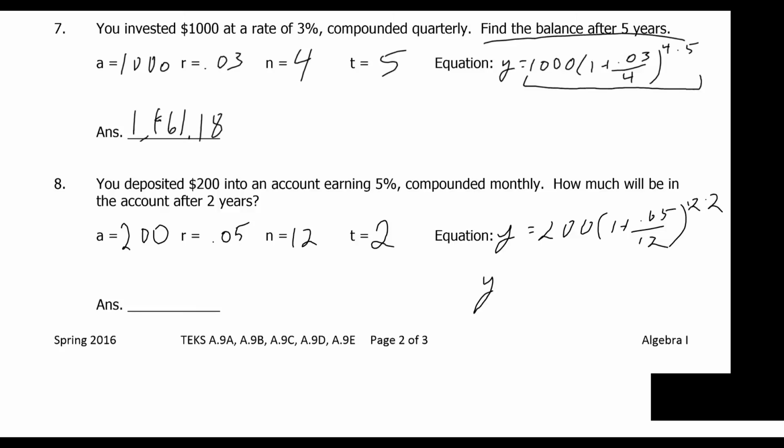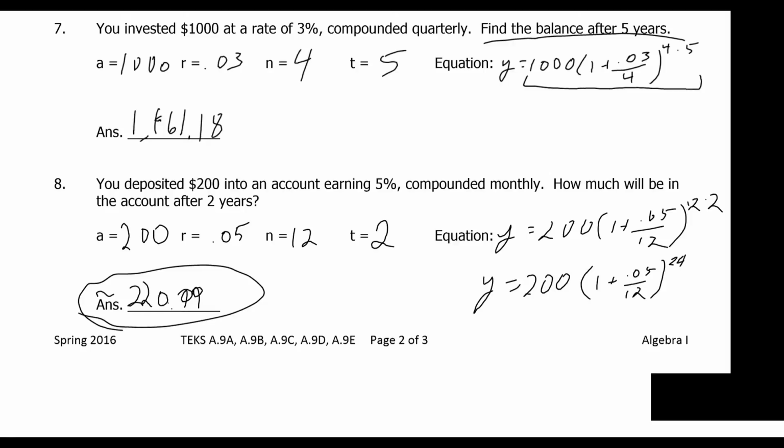And that's going to be y equals 200 on the outside of 1 plus 0.05 over 12 raised to the 24th power. And whenever we do that, we should wind up with $220.99. It's kind of an approximation. Had to round up a little bit. Alright?